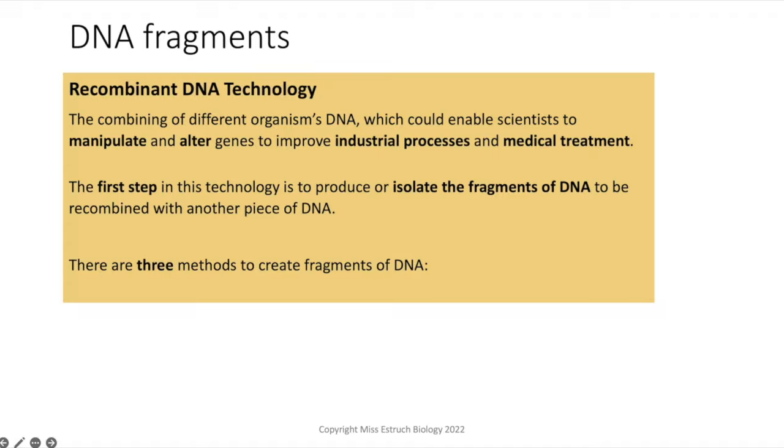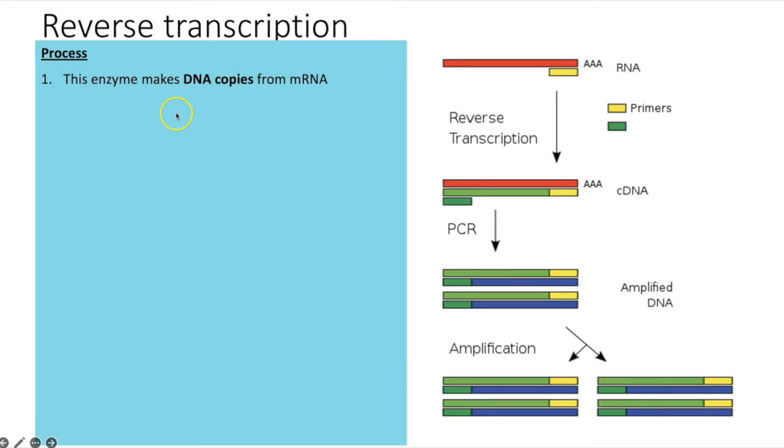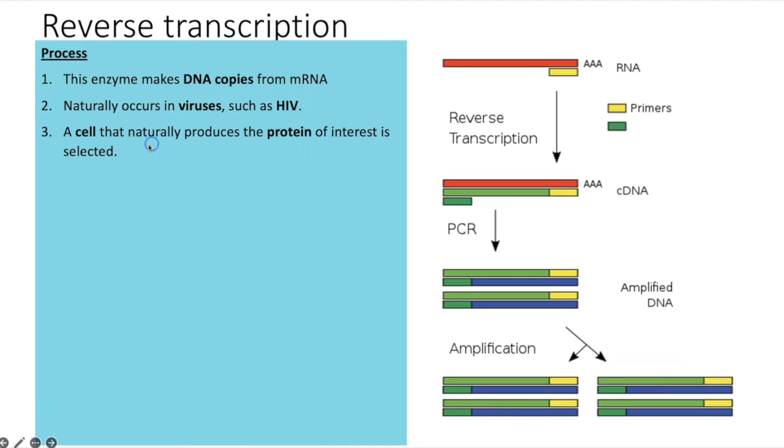There are three methods that can be used to isolate these fragments of DNA: reverse transcription, restriction endonucleases, and the gene machine. Reverse transcription is when an enzyme makes DNA copies from mRNA. And this enzyme naturally occurs in viruses such as HIV, and it is reverse transcriptase. So what you'd need to do is locate a cell that naturally produces the protein of interest. That would be because that cell will have lots of mRNA for that protein.